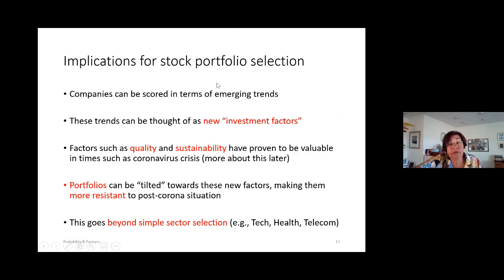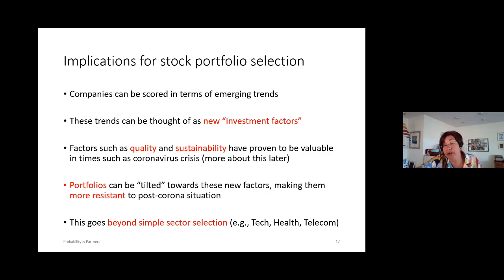So what does it mean for the portfolios? It turns out that companies can be scored in terms of these emerging trends. And so these new trends can be thought of as new investment factors, because we can score and rank companies according to those trends and then form portfolios on the basis of those scores. Of course, a very obvious way is just to operate in terms of sectors and say healthcare and tech are obvious winners here, and travel and leisure are obvious losers.